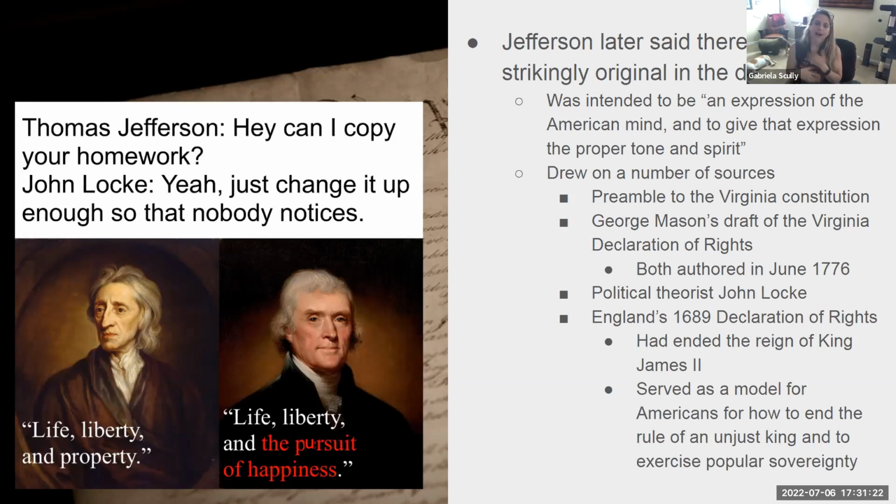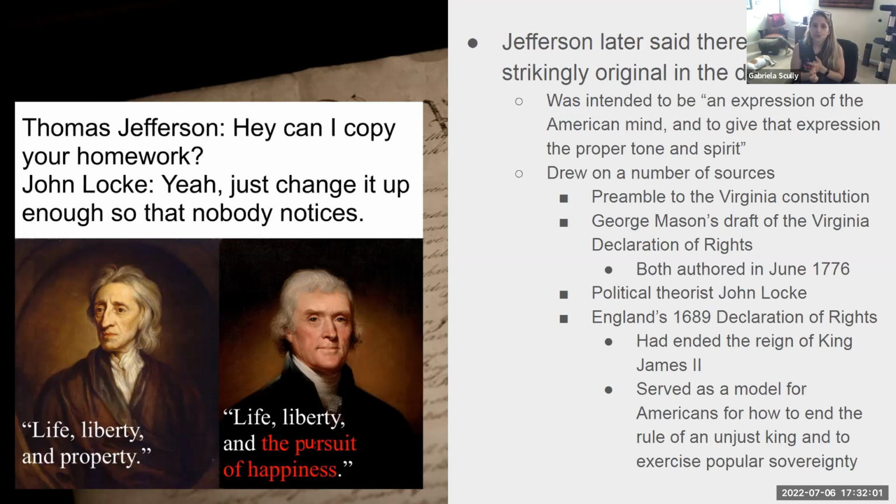So Jefferson is like, look, I just want this to be an expression of the American mind, and to be able to give that expression basically the proper tone of voice and spirit. So he gets his information, his wording and his structure, from a couple of different sources. Number one, remember, he's a Virginian, so Virginia has a constitution that makes it a colony, so he uses some of that language. George Mason has drafted a Bill of Rights for Virginia in 1776, this particular month, so he cribs from that.